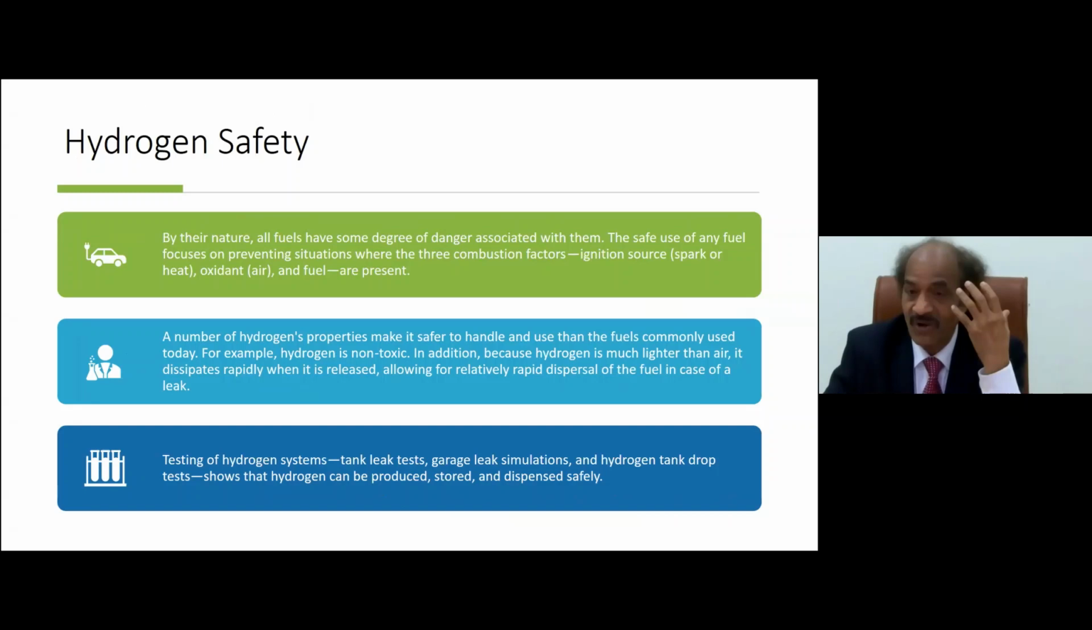So, because people are talking about safety, somebody wrote an article, I will not mention it, I wrote another article saying that, by nature, all fuels have some degree of impact, but it depends on the source: the ignition source, oxidant and fuel, right? So even petrol is highly dangerous. Hydrogen properties are such that it is safer and non-toxic compared to petrol and diesel, because it is rapidly dispersing. As I told you earlier, it is 14 times lighter. So testing of hydrogen systems, tank leak test, garage leak simulation, and hydrogen tank drop test show that hydrogen can be produced, stored, and dispensed safely.